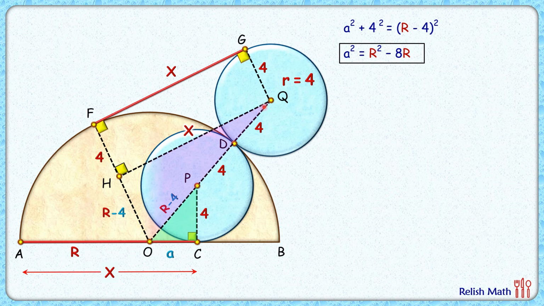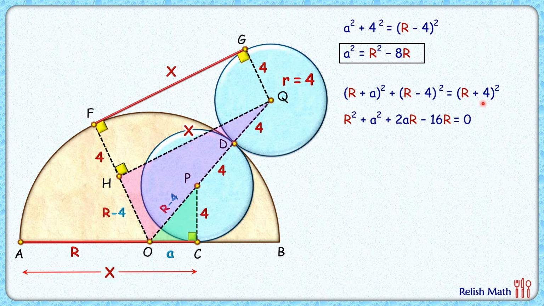Now in this pink right angle triangle, applying Pythagoras theorem, where we take x as r plus a, we get (r plus a) whole square plus (r minus 4) whole square. That will be equal to, now this length OQ is r plus 4, so the hypotenuse is (r plus 4) whole square. Now opening the bracket and simplifying it, we get another relation between a and r. That's it. We have two equations and two variables. We'll solve them simultaneously to get the values of a and r.